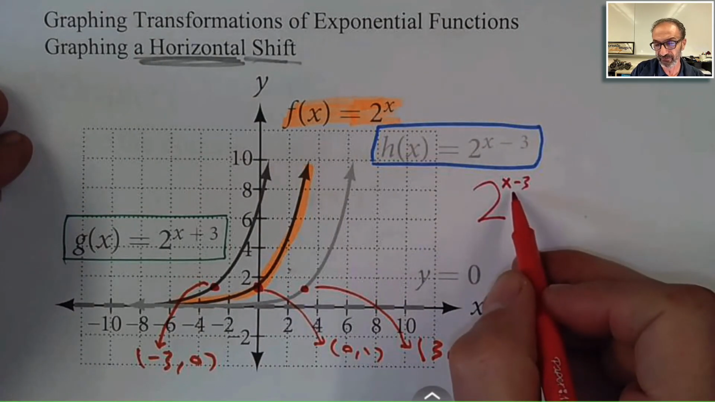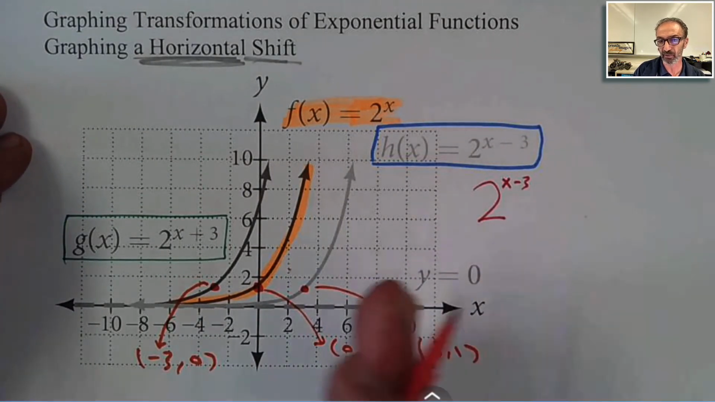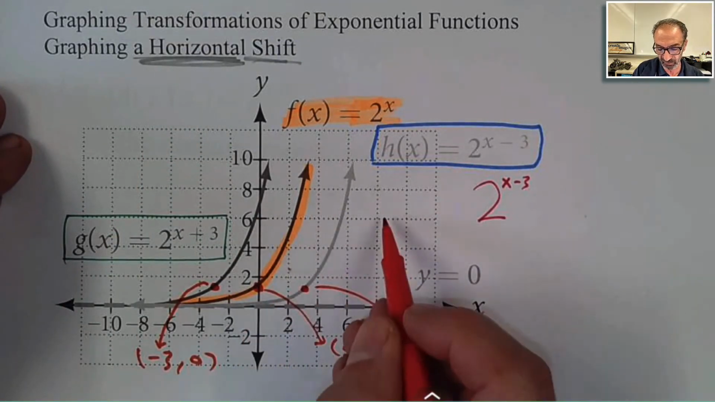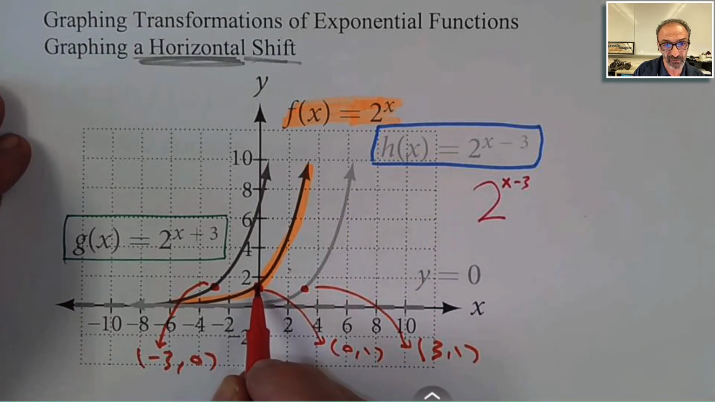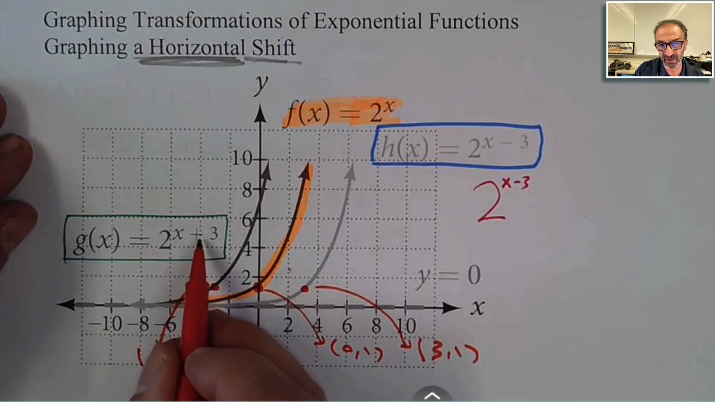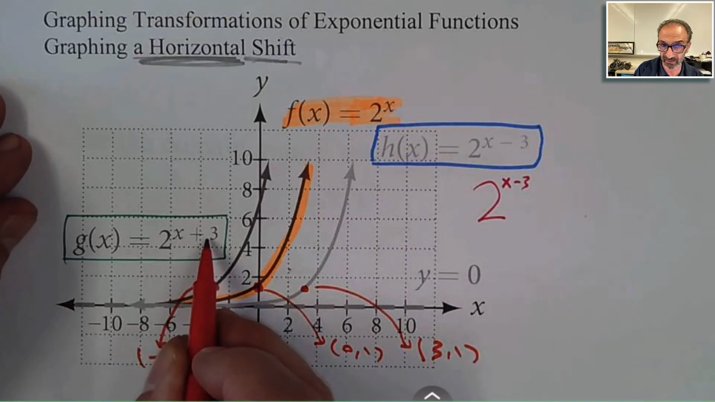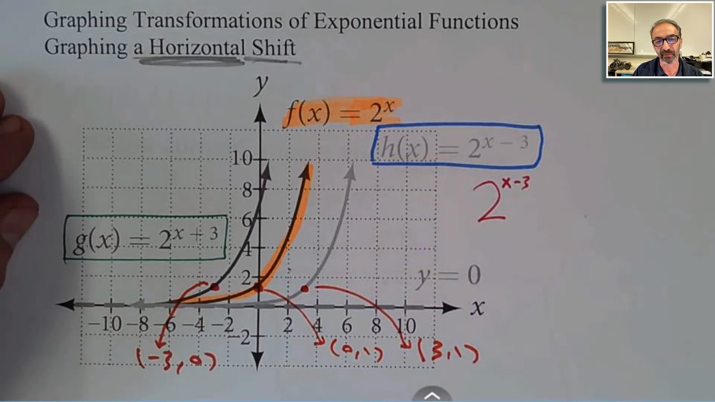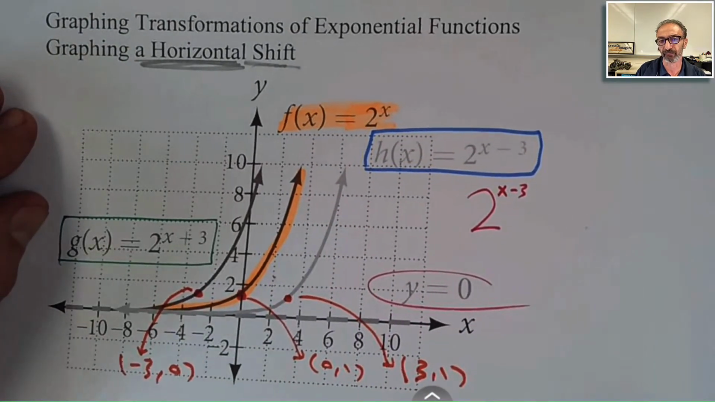So when you affect x by adding and subtracting, you're moving horizontally, as it mentions. Subtracting 3 means move it right. Move this point to the right 3 units. Instead of being at (0, 1), you're going to be at (3, 1). Makes sense, right? 3 units. Here, by adding 3 to x, you're going to move left 3 units. (0, 1) will be at (-3, 1). The horizontal asymptote stays the same in all of them. And we're done.